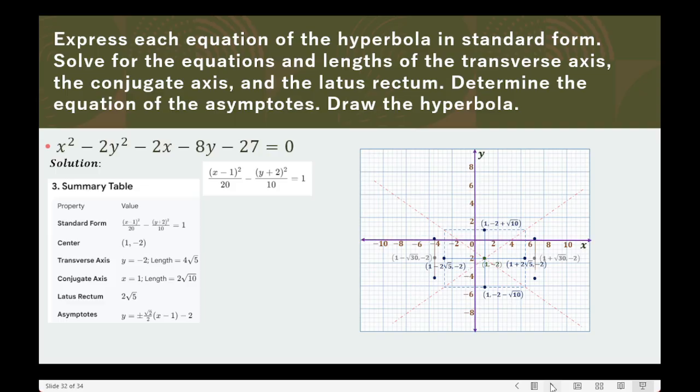So these are the segments connecting the two endpoints. Now, these are the two latus rectum. Then, using a smooth curve, we can now draw the hyperbola. So, this is the graph.